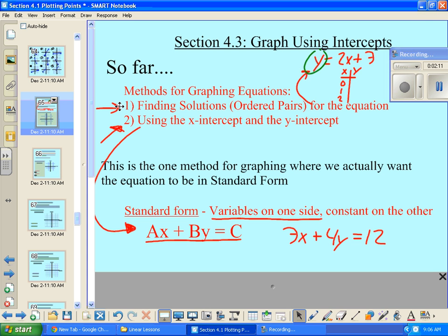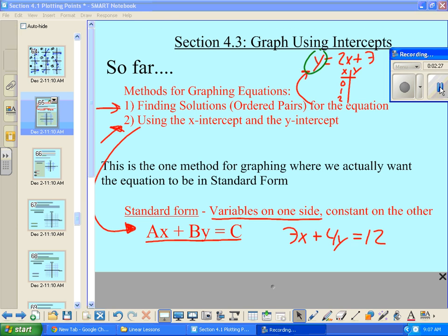If I have an equation in this form, then method number 2, using the x and y intercept, is a little easier to graph with, or a little quicker to get to the graph of my equation, if I can use this method effectively. So that's what we're going to talk about today. How can I use this particular form of the equation to graph?